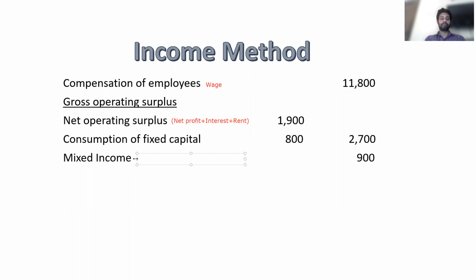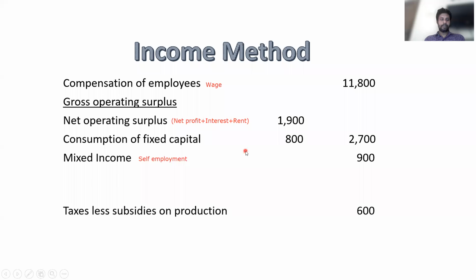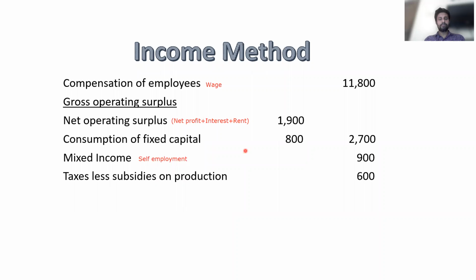This is called, we can say, self-employment income. So a variety of self-employment income are considered over there. Then we will add taxes less subsidies on production. This is a very special situation, production. Earlier you came across taxes less subsidies on products. This is taxes less subsidies on production.